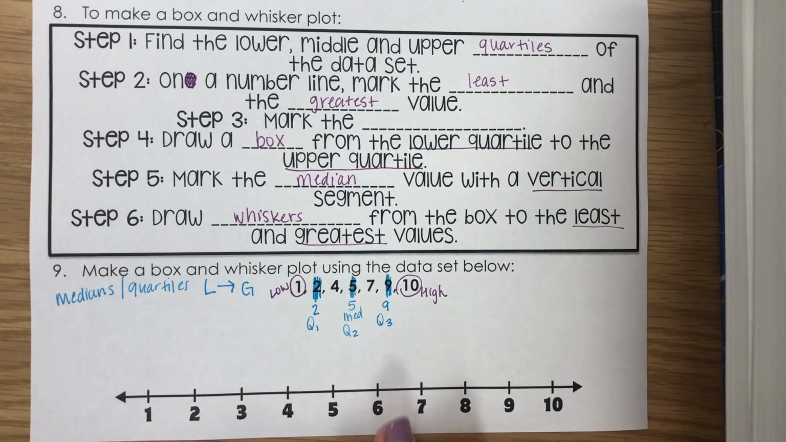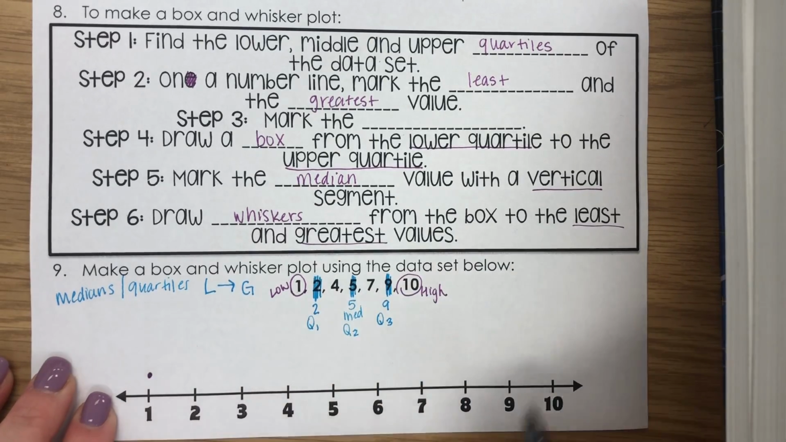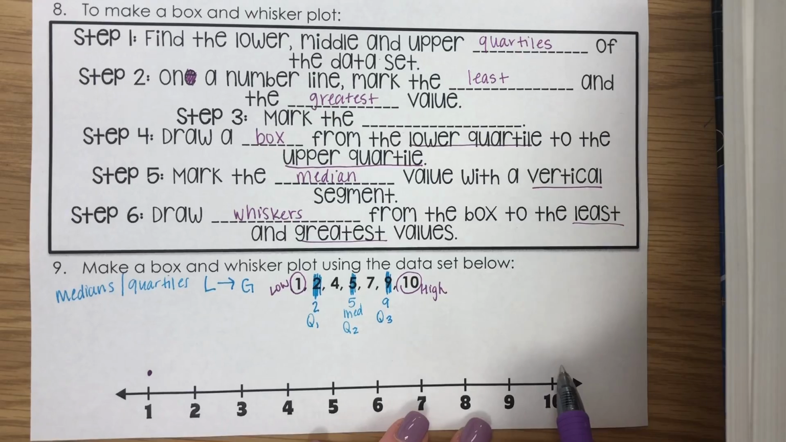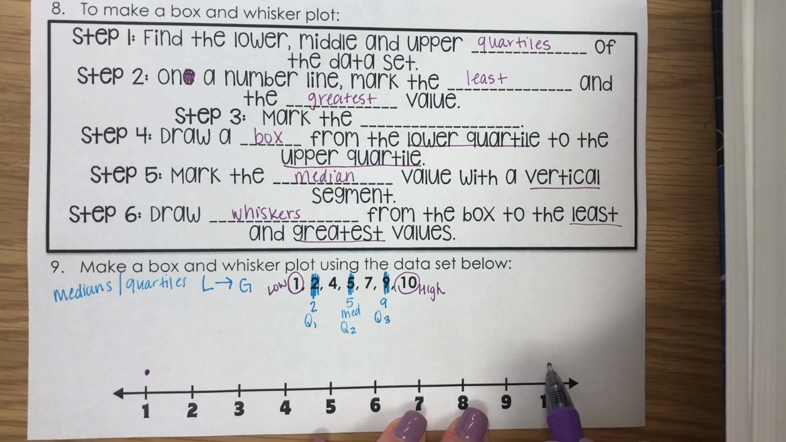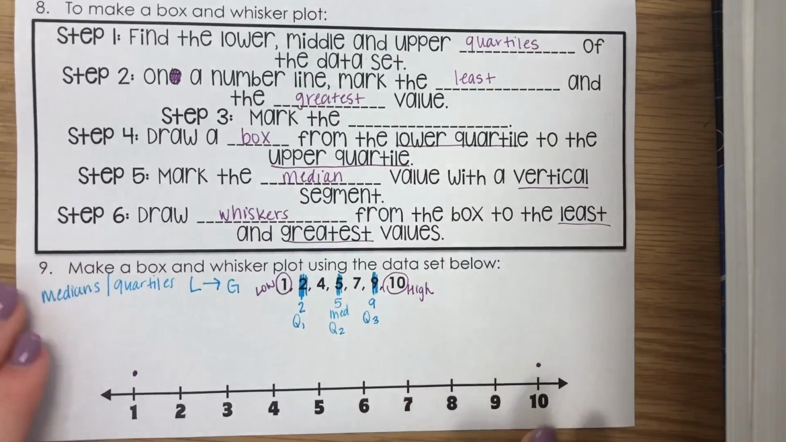So we want to go ahead and graph these on the number line. So we're going to put 1 for our low, 10 for our high, and we're just putting dots above them, just like they did up here in the top. They put a dot for the low, a dot for the high, and a dot for each of the quartiles. So that's what we're doing down here in the bottom.